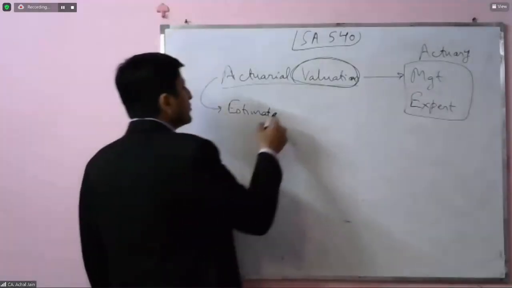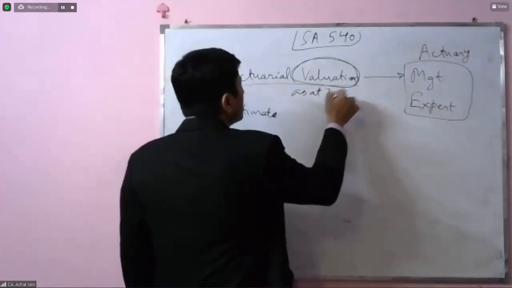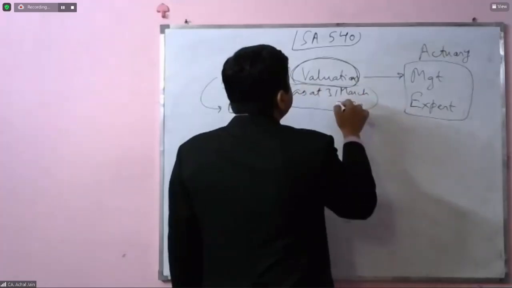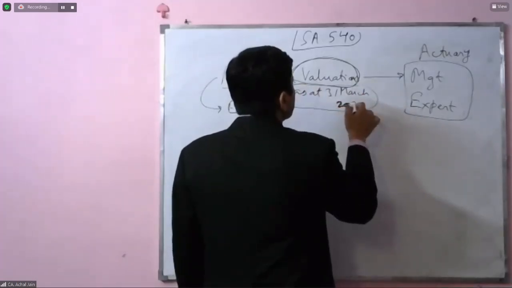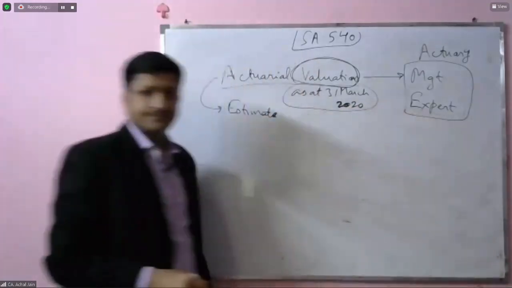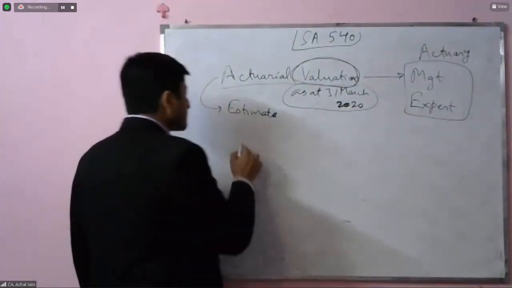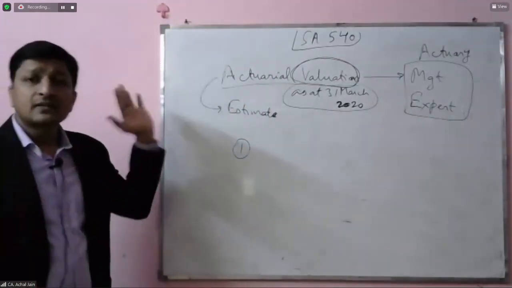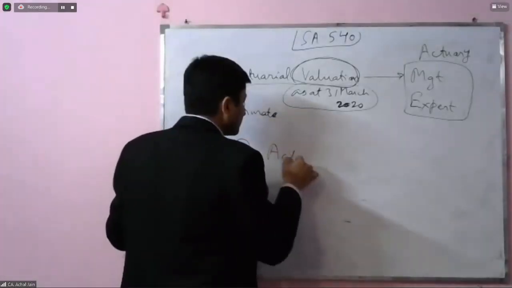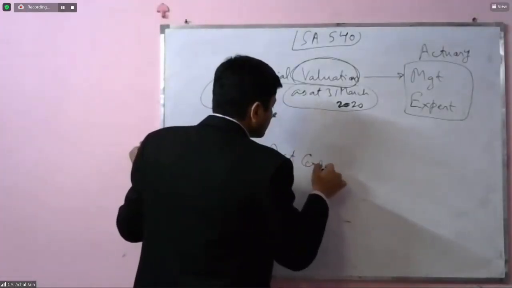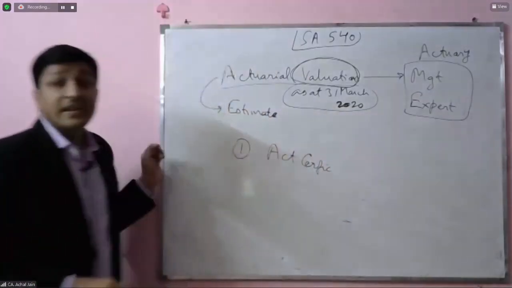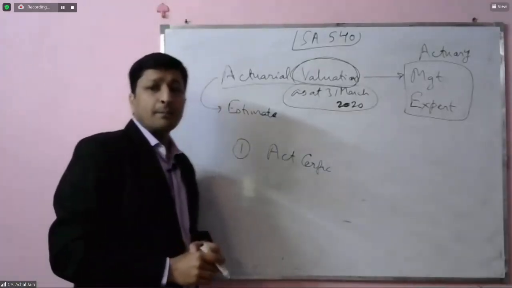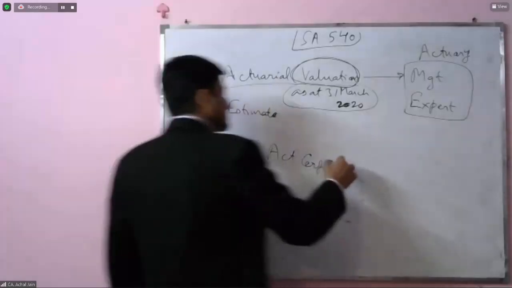So let's suppose he did the valuation as at 31st March 2020. So he will also be issuing a sort of certificate. So first option is to say as an auditor that we have looked at the actuarial certificate. We have verified that the amount which is recorded in the financial statements by the company is based on what? This certificate.